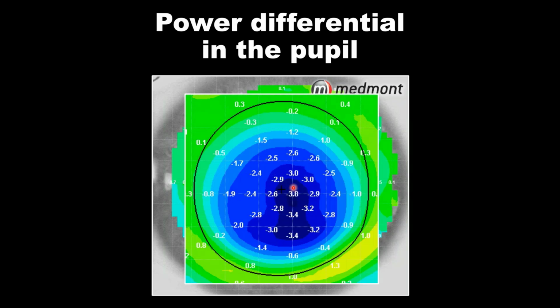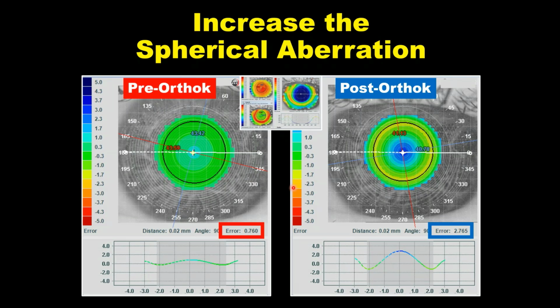Now that's a little more obvious if I zoom in, and you can do that by right-clicking with your cursor on the topography map and then just zooming in a little bit. Now, one of the things that I kind of favor is using the spherical aberration values that the Medmont gives us. The reason for this is it gives us more of a global picture.